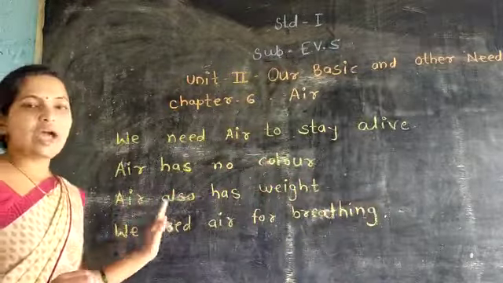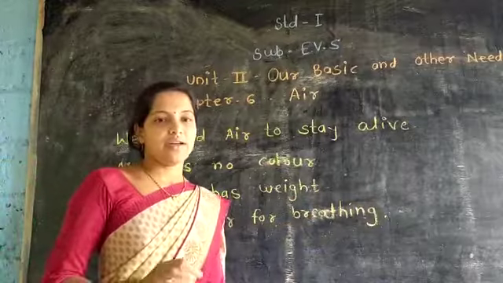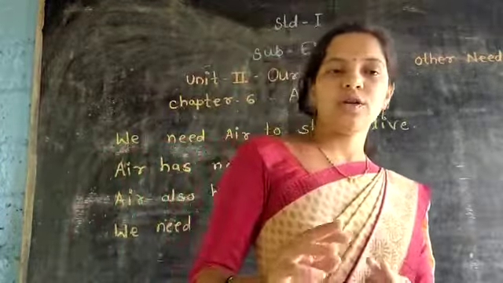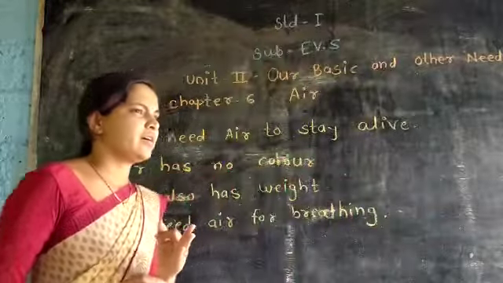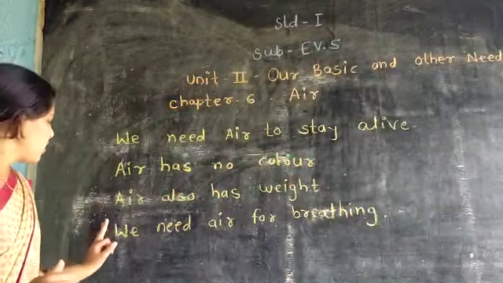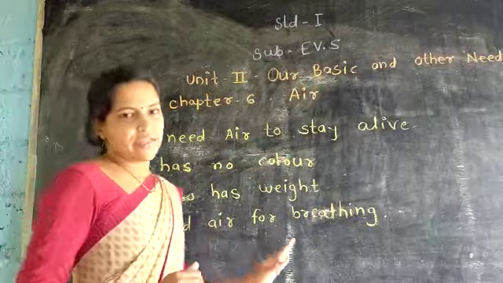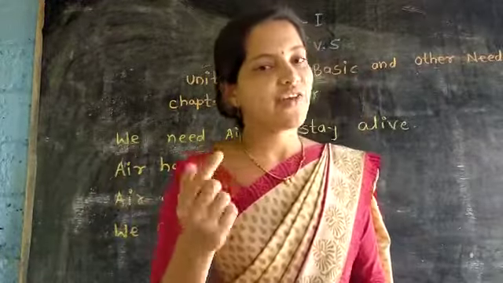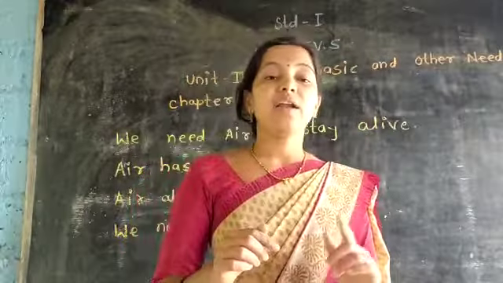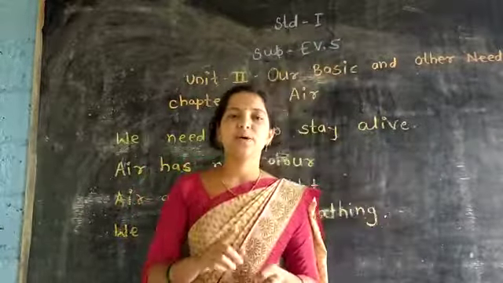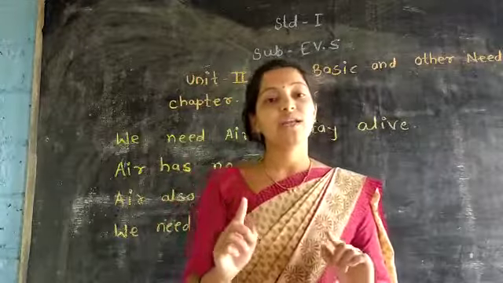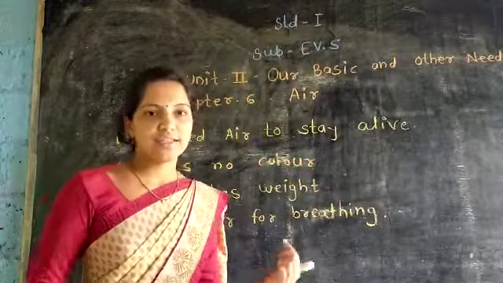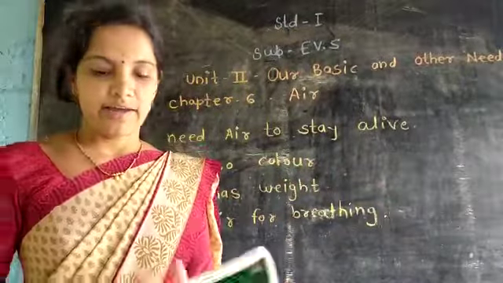Next, air also has weight. You take one balloon and try that. Next, we need air for breathing. Every living thing needs air for breathing, always. Every means animals, birds, plants. Every living thing needs air for breathing. Understood this lesson? Okay, air.